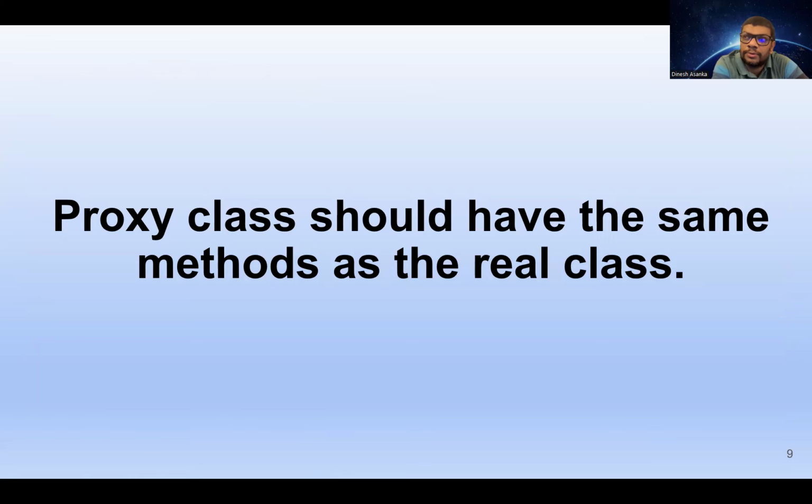Now, how do you make sure that the proxy and the real class both have the same methods? What is the OOP concept that you can use? As I said at the start, we will be using two concepts. One is interfaces and the other one is polymorphism. So you will be using interfaces. If you remember, it's a template for the class. So we can create a template for both classes, to make sure the proxy class has the same methods as the real class.